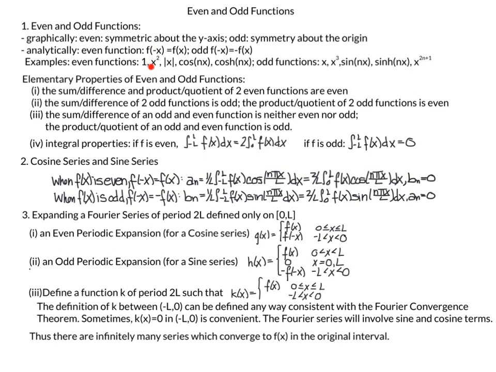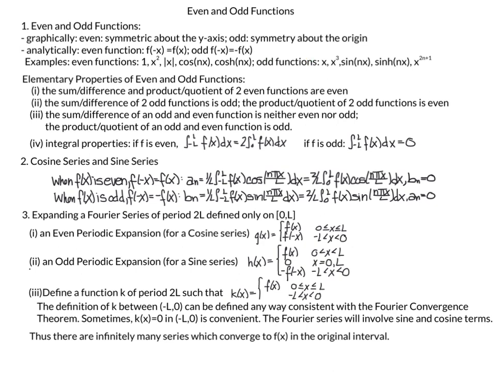Some examples of even functions include 1, x squared, absolute value of x, cosine of nx, and cosh of nx. So for example, x squared, if I plug in 2, x squared would give me 4. If I plug in negative 2, I still get the same number, 4.